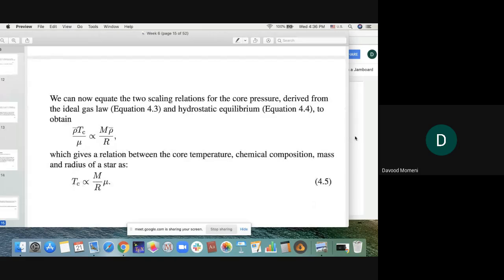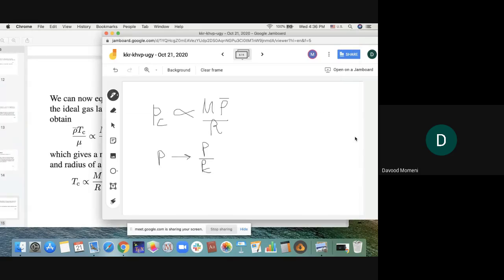From the consideration of the ideal gas scaling and hydrostatic pressure, you can show that the Pc, which comes from the hydrostatic pressure, we have this relation. From the thermodynamics, we find that P can be scaled like that also. So just consider these two relations, this with that.